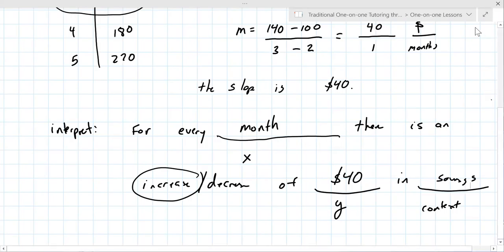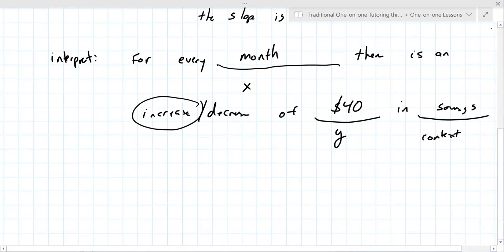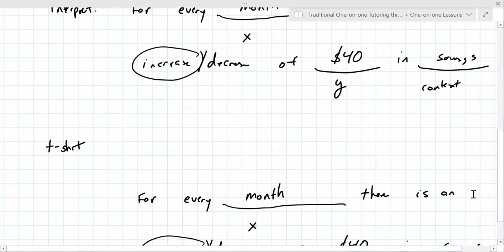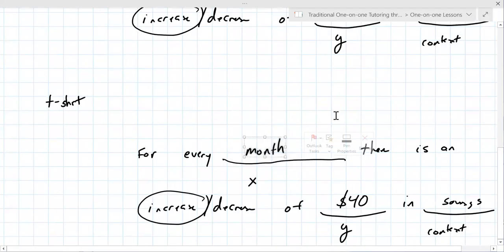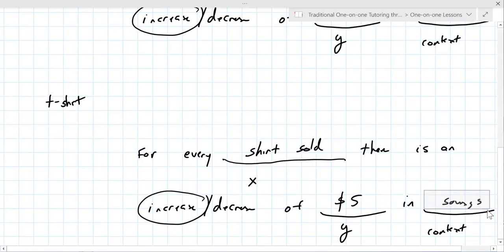So let me try to explain how we can do this for the previous problem that you had. So for every month, there's an increase of $40 in savings. For your t-shirt question, if we just copy and paste this here, you're going to see how really straightforward this is when you know what to do. The units of x: for every shirt sold, there is an increase again because it goes up. The slope is five, and this time it's $5 in what was earned.